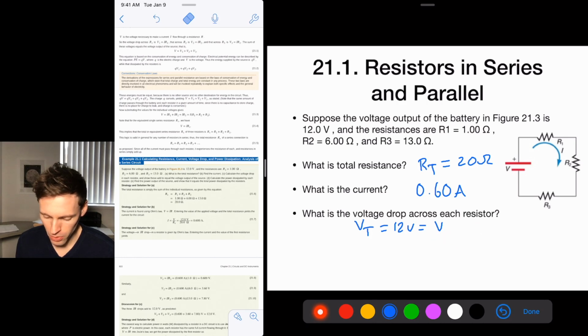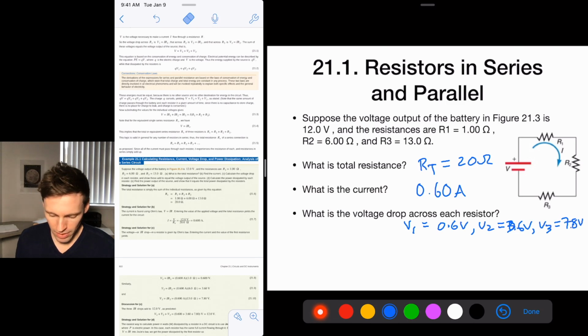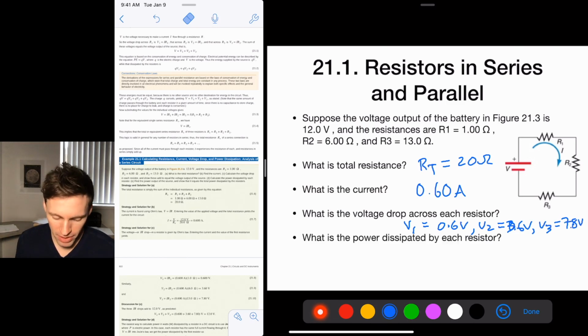And then you create your list of voltage drops. So V1 is equal to 0.6 volts, V2 is equal to 3.6 volts, and V3 is equal to 7.8 volts. Next, what is the power dissipated by each resistor?